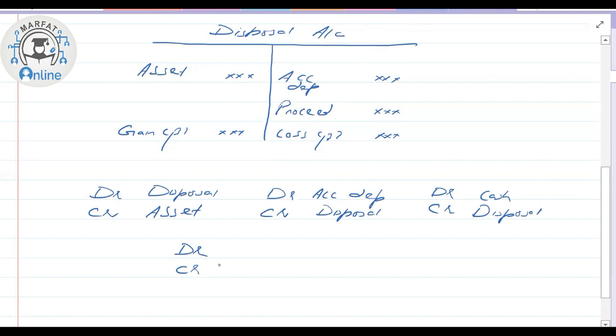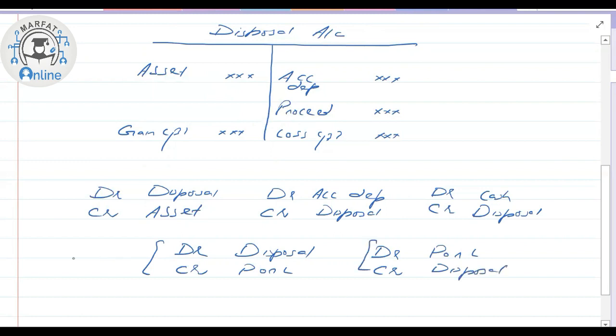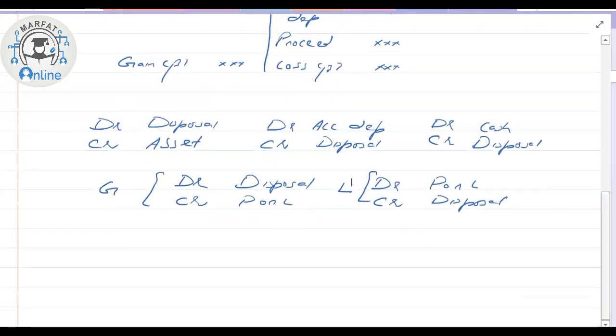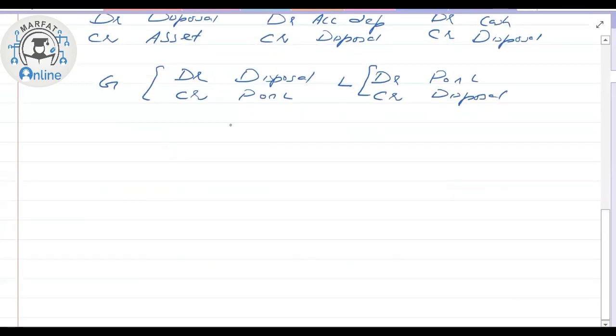Now, if it is sold at a profit, so debit disposal account, credit profit or loss, because when we charge the gain in the income statement, we credit the profit or loss. If it is sold at a loss, then debit profit or loss and credit disposal. So these are the double entries. This is the gain, this is the loss. So these are the double entries which we have recorded in the disposal account. Now, there's no need to remember this account, it's just for the basics.